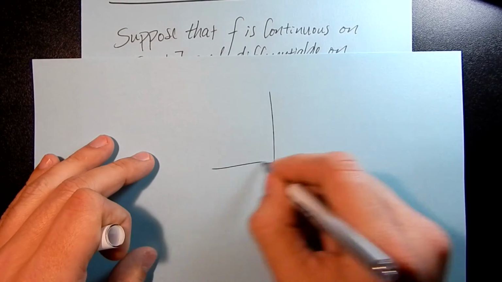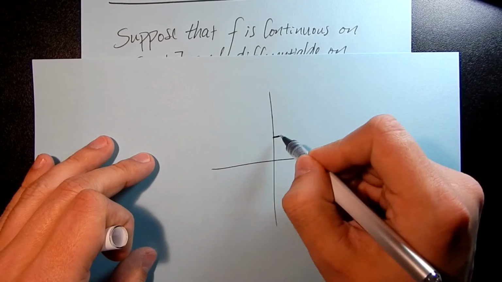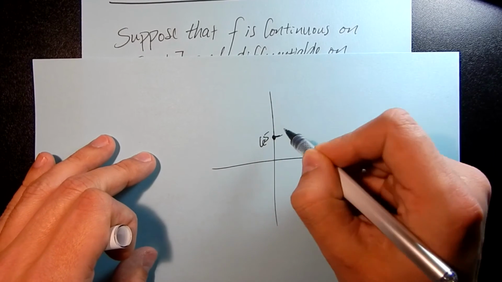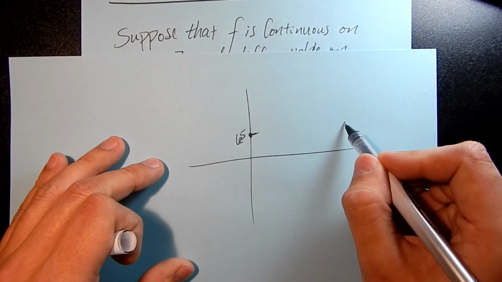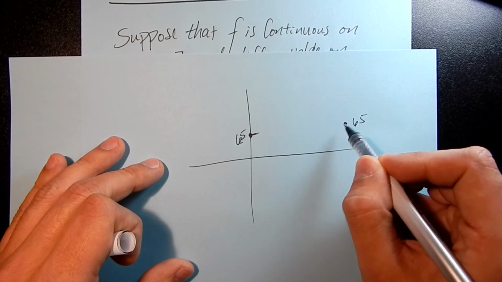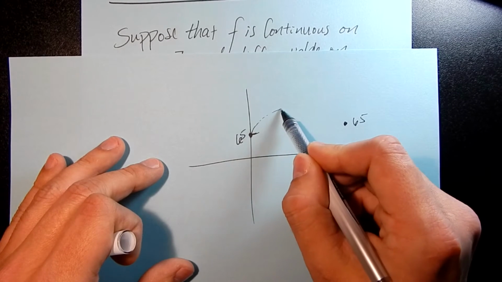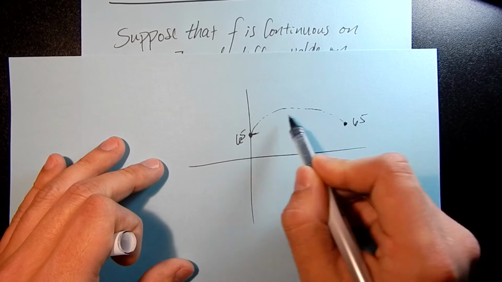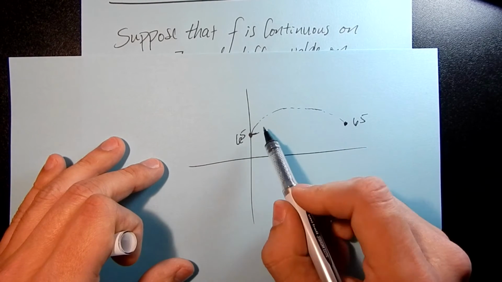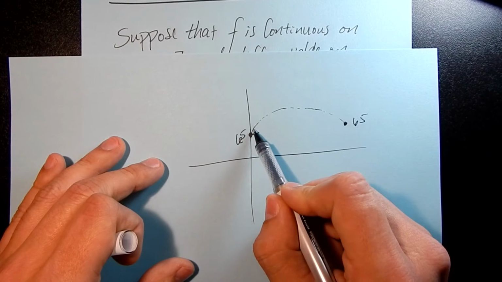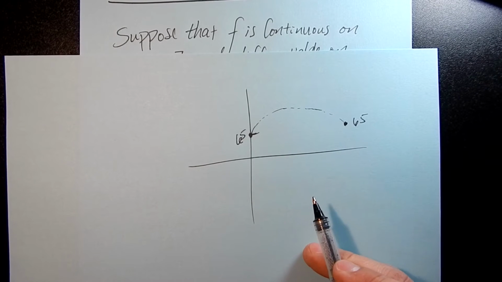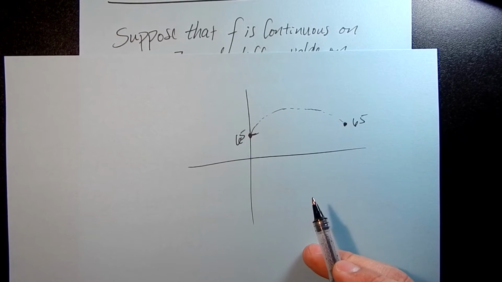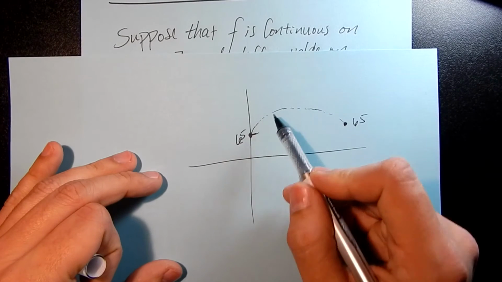let's draw a position versus time graph. So we start here at 65, and that's our rate of change, and we end at 65, but our average is somewhere higher than that. So what this is saying is, over the course of this trip, somewhere during the trip, you have to travel exactly your average speed. It doesn't mean you have to be going that the entire time. It just means at some point during the trip, you have to travel at your average speed.